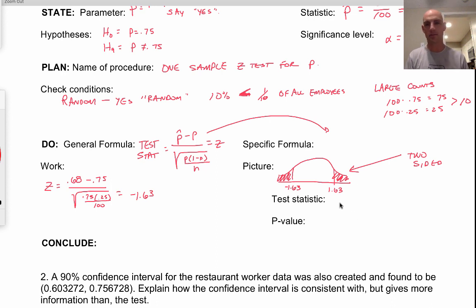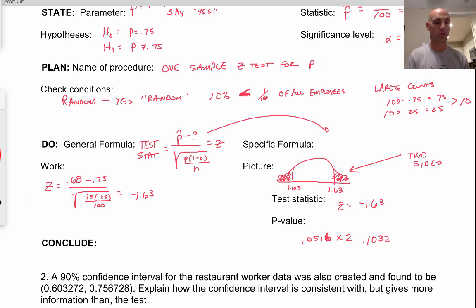So what is our test statistic? Z is equal to negative 1.63. Our p-value, you can either use your calculator or go to your table, is going to end up being 0.0516. I'm going to multiply that times 2 because we have two sides here. So that's 0.1032. So what does that mean? We just found out that for it differing from the 0.75, there's a probability of 0.1032. When we compare that to our alpha, we see that it's above our alpha.